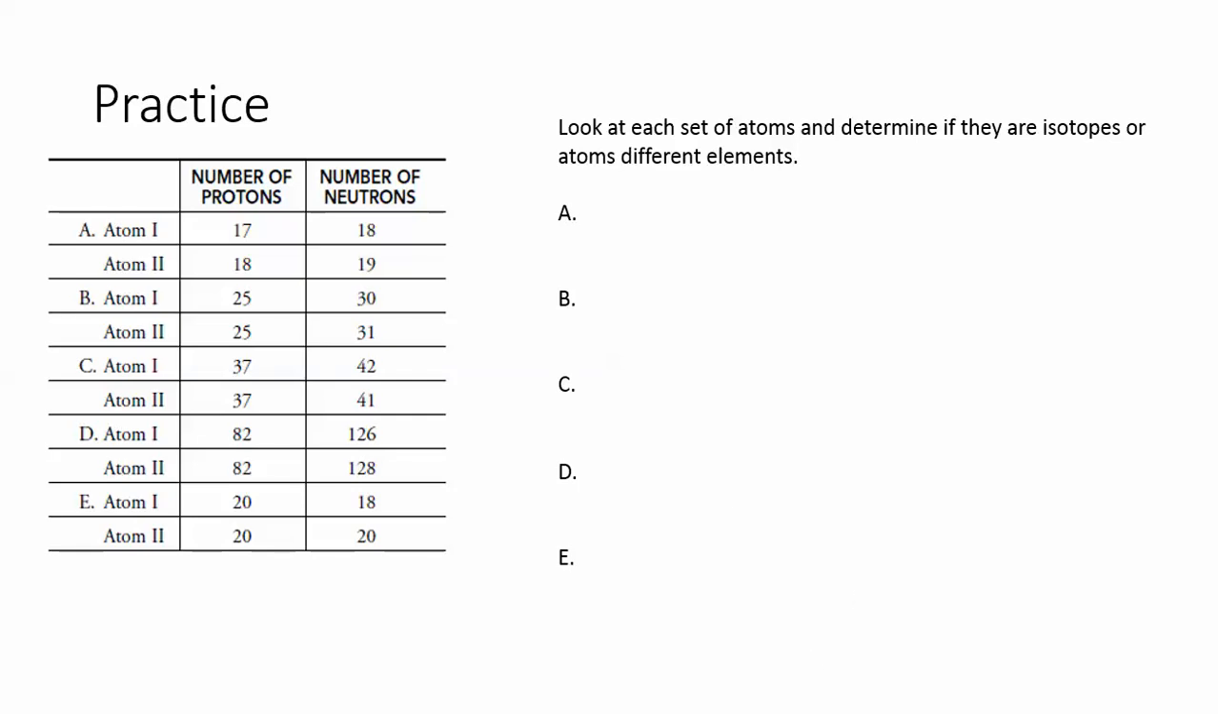But here we go. All right, so these are different elements. The number of protons are different. And then if you take a look down here, these are all isotopes. The neutrons are all different, but the protons are all the same. So B through E are all isotopes.